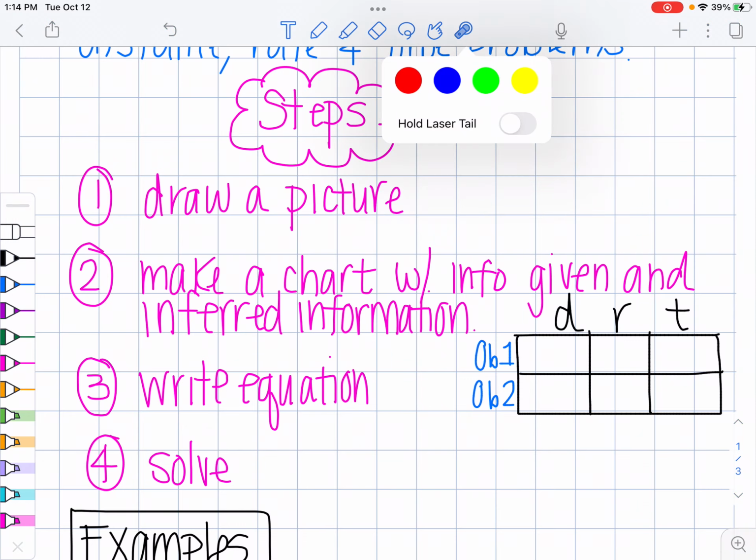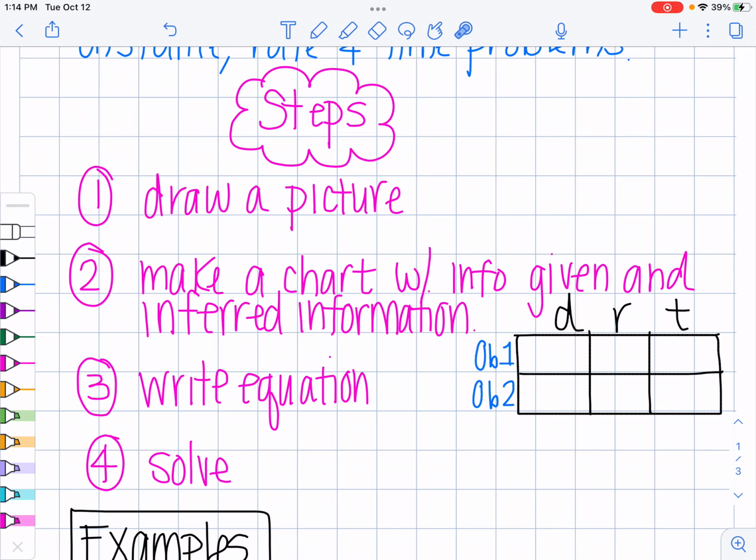So step number 2, we're going to make a chart with the given information and the information that we infer, that means the information that I figure out based on the information that they give me. Your chart's always going to look something like this. It's going to have a distance column, a rate column, and a time column. And then you're always having two objects like I stated earlier. So here's where you would put information for your object 1, and here's where you would put information for your object 2. Then we're going to write a general equation, and then we're going to solve.